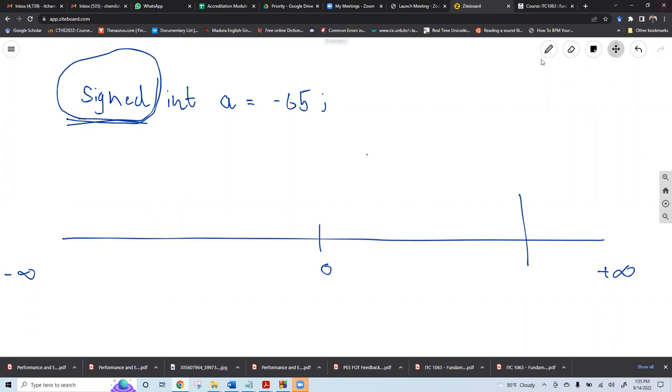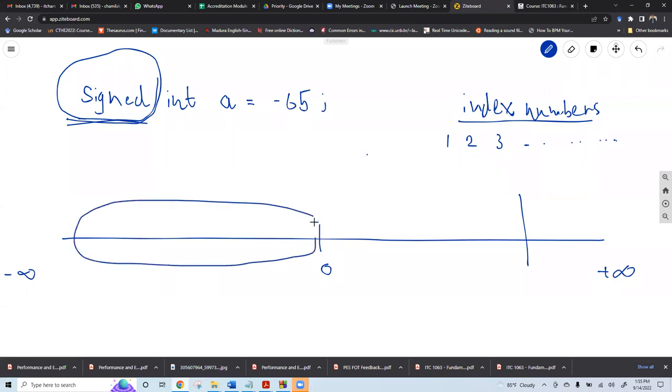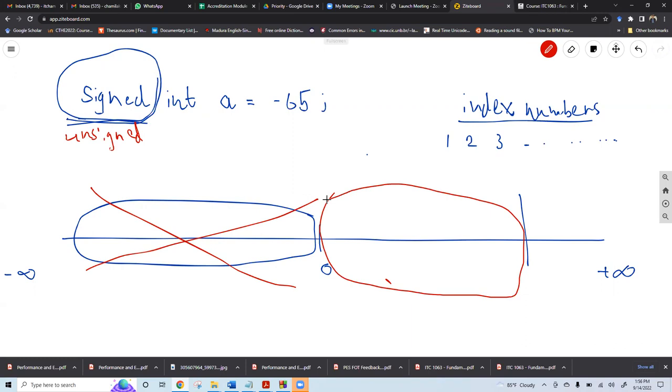Let's say index numbers, student index numbers. In this case, index numbers are always positive, right? Usually we don't use negative index numbers, usually starting with 1, 2, 3, and so on, right? In that case, we don't have to go for this range. We don't need that. So instead of signed, if we go for unsigned, then we can represent more values, without considering negative numbers.